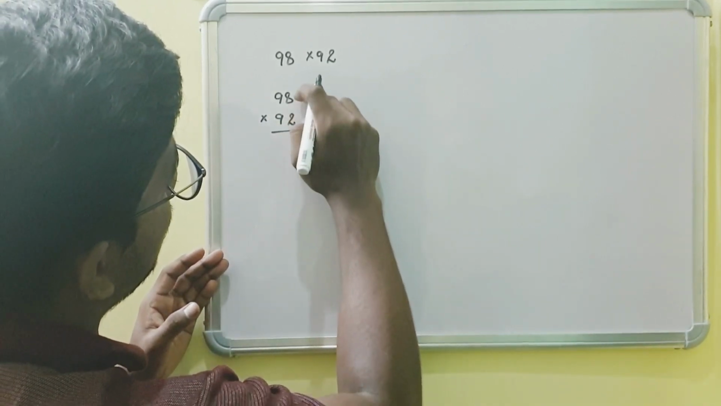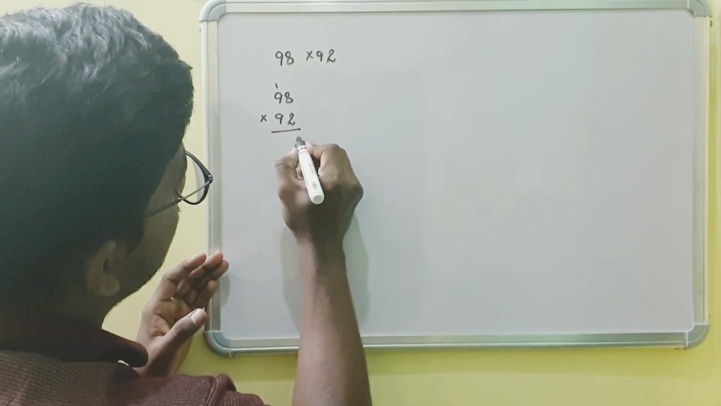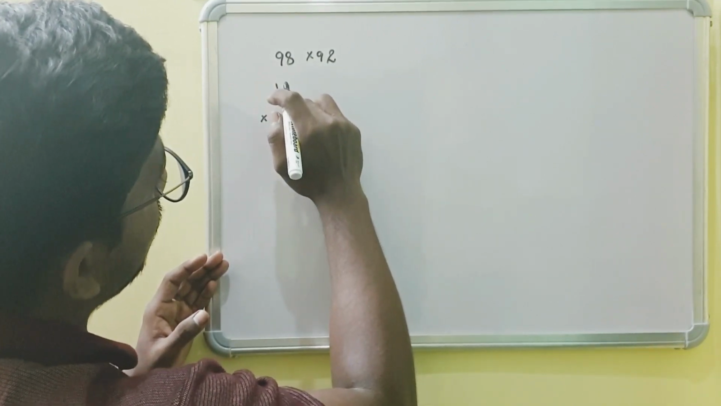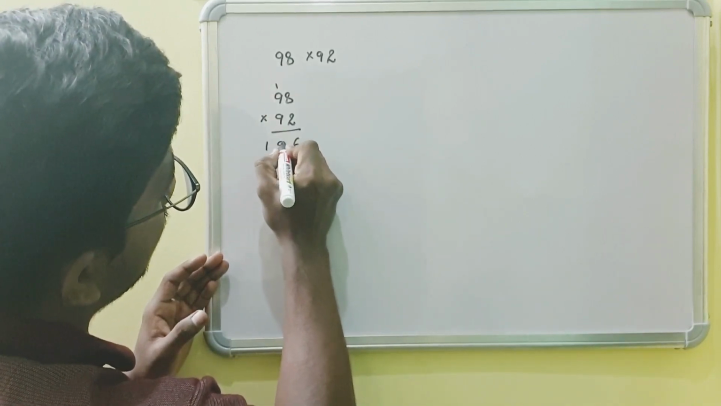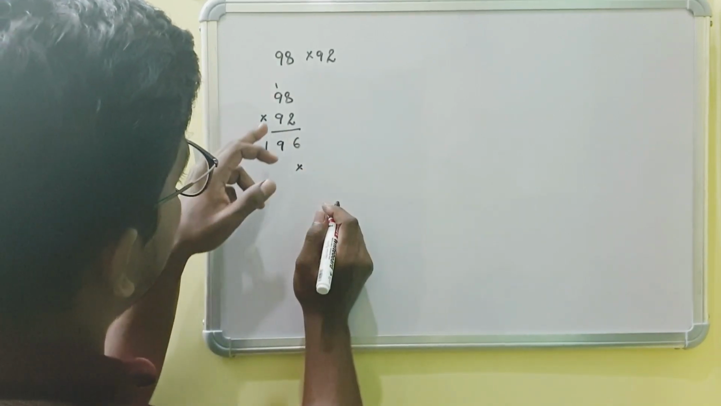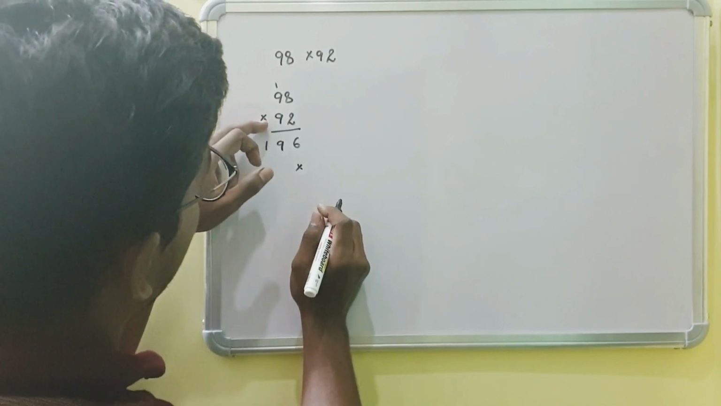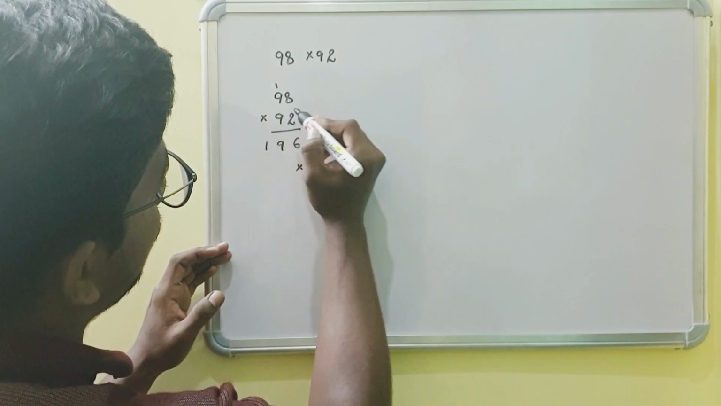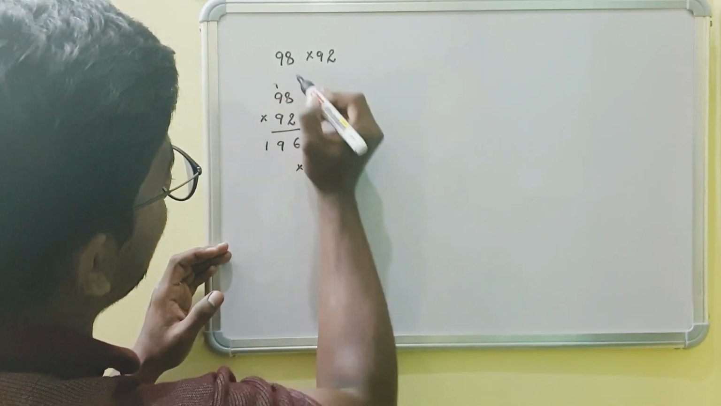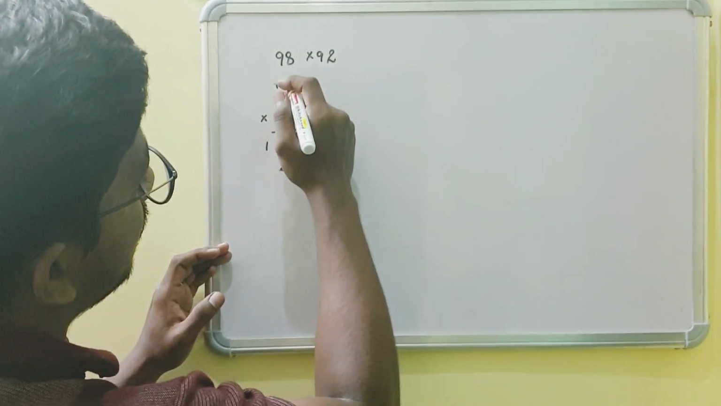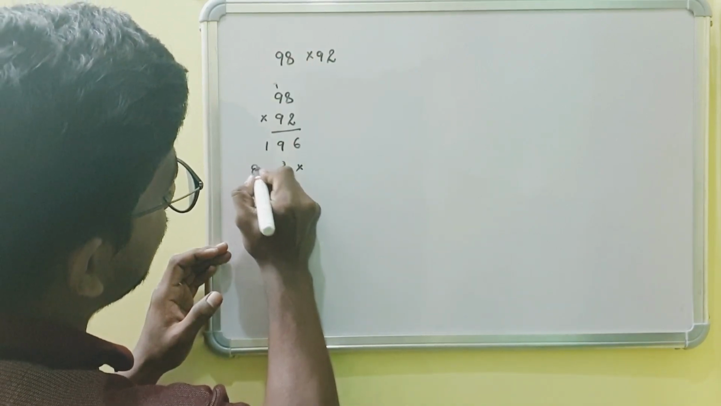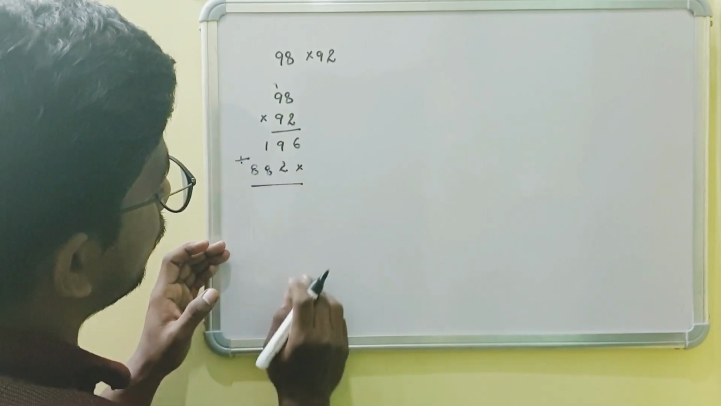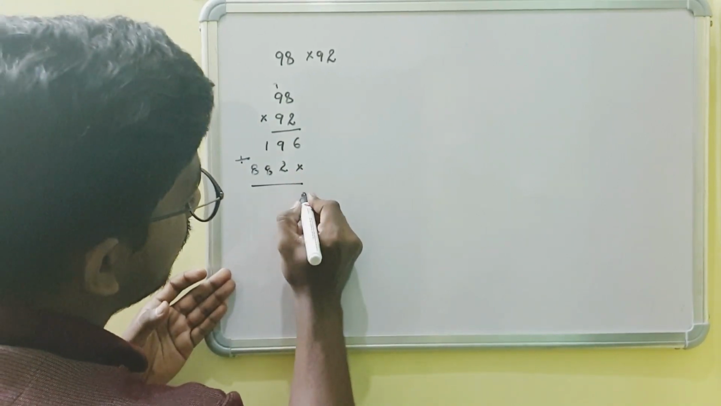In the first step, we multiply with 2. 2 into 8 is 16, and 1 will be carried. Next, 2 into 9 plus 1 is 19. In the second step, we multiply 9 into 98 by leaving one digit. 9 into 8 is 72, and 9 into 9 is 81 plus 7, which is 88. After obtaining this, we will add these two to get our answer.